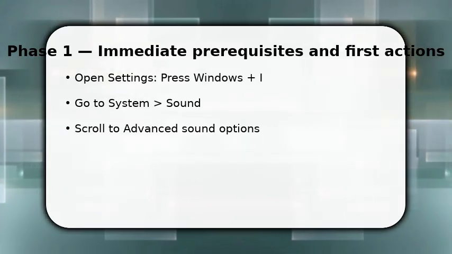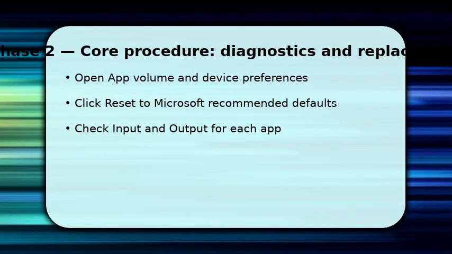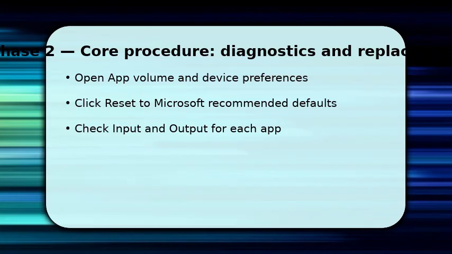Now navigate to App Volume and Device Preferences in Advanced Sound Options. This shows per app levels and devices. Click Reset to Microsoft Recommended Defaults. This reverts volume and device choices for all apps at once.